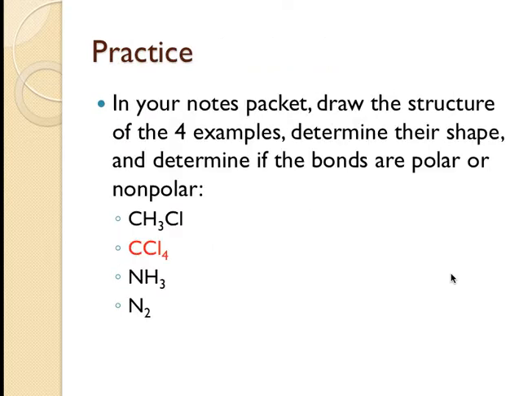Okay, so in your notes, draw the structure of the four examples, determine their shape, and we're going to determine if the bonds are polar or nonpolar. At this point, you should be able to draw the Lewis structure and determine the shape of the molecule. The only thing we're adding in this screencast is whether the bonds are polar or nonpolar, and whether the molecule is polar or nonpolar. So pause the screencast, draw the structures, determine the shape, and which bonds are polar and which are nonpolar.